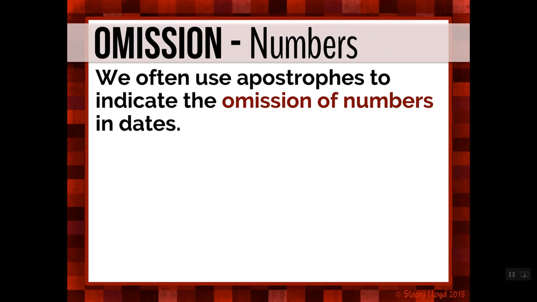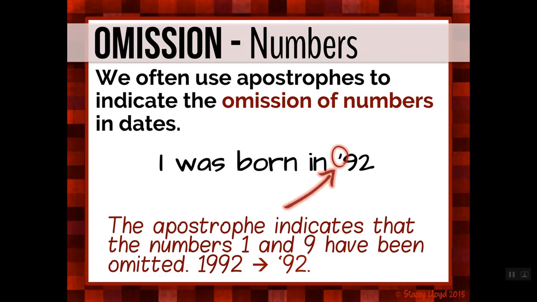Omission for numbers. So in dates, back in '92, I was born in '92. No, I was not born in '92. I'm very old. I was born in '78. So that indicates the 19 has been taken out. Okay, so you put that apostrophe before the number.